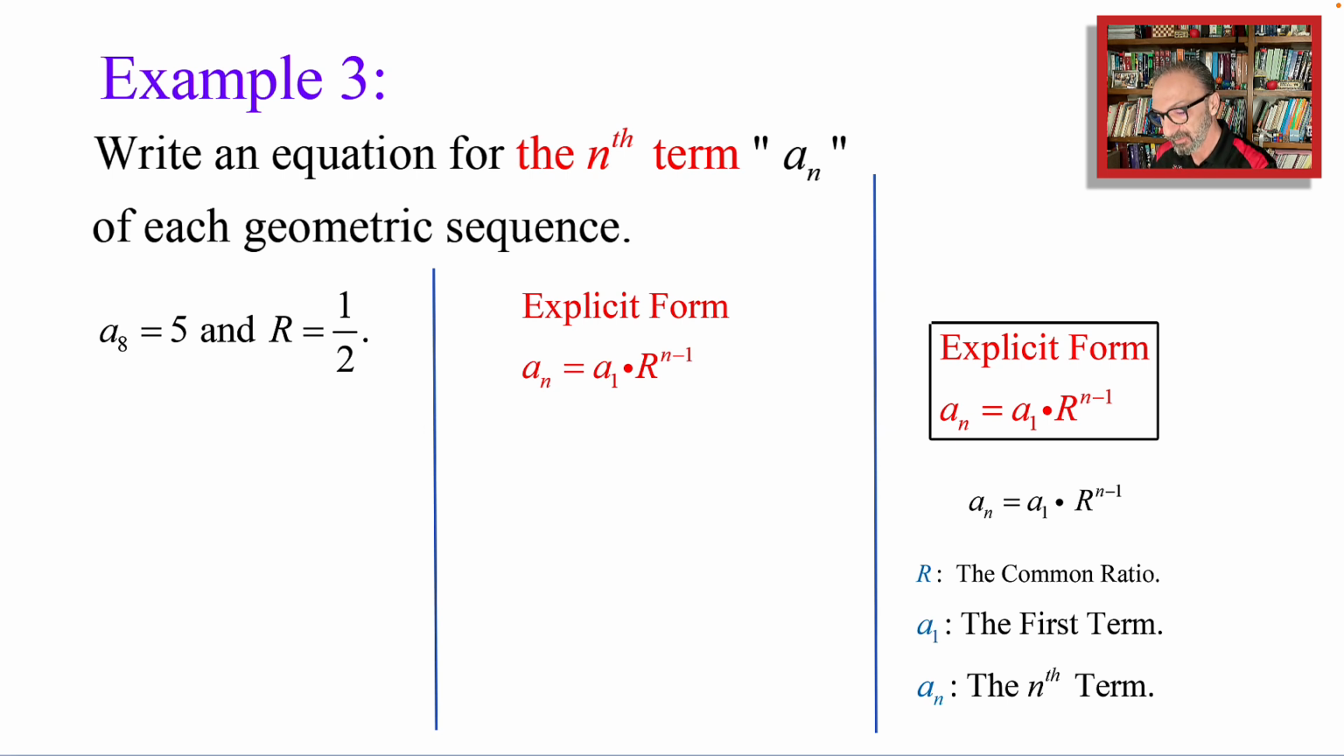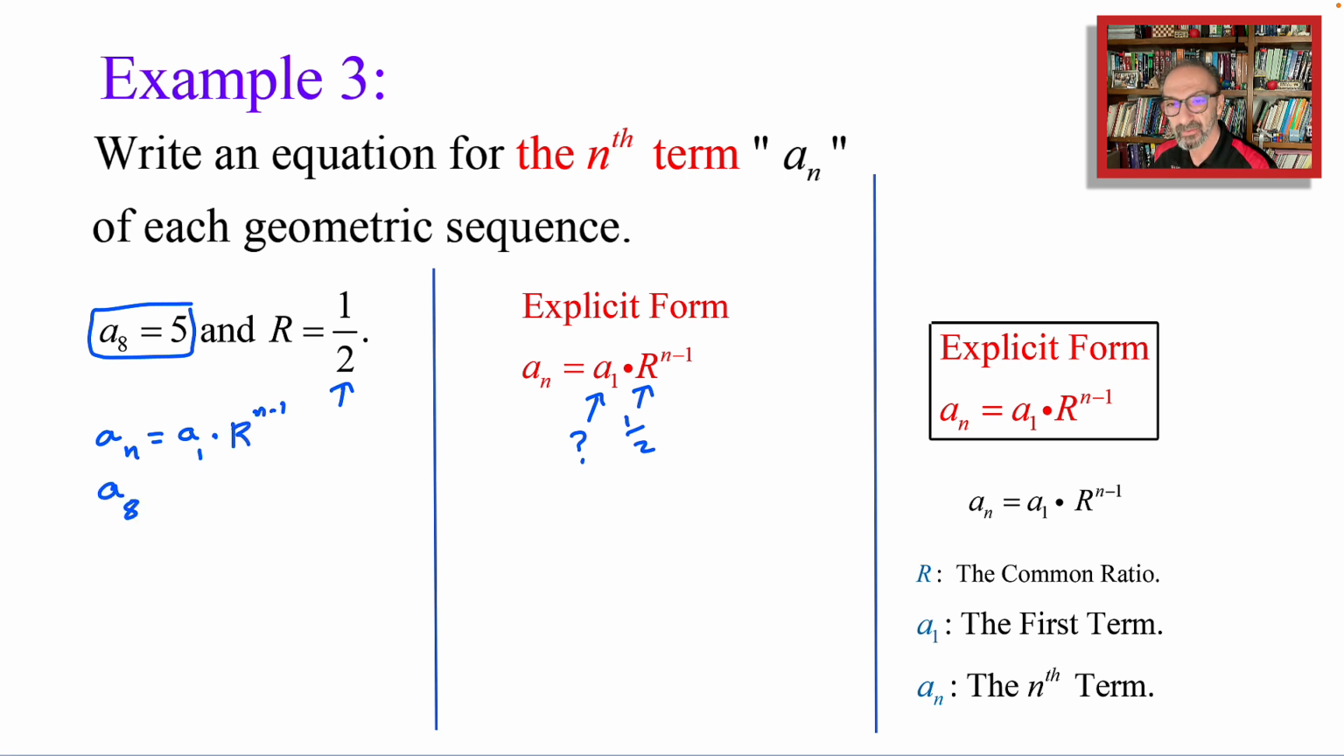So we know R, which is half, but we don't know what's the first term. We're gonna use what's given, a sub 8 equals 5, to find a sub 1. So we have a sub n equals a sub 1 times R to the power n minus 1.